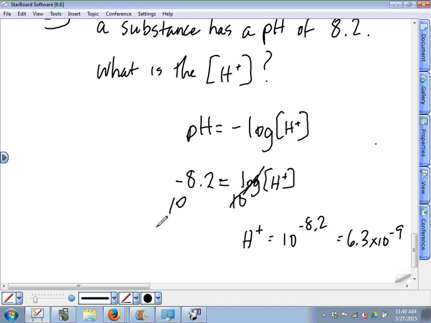Questions? Okay, there's one more application of logarithms, and it's a fun one. The Richter scale. Sounds even worse.